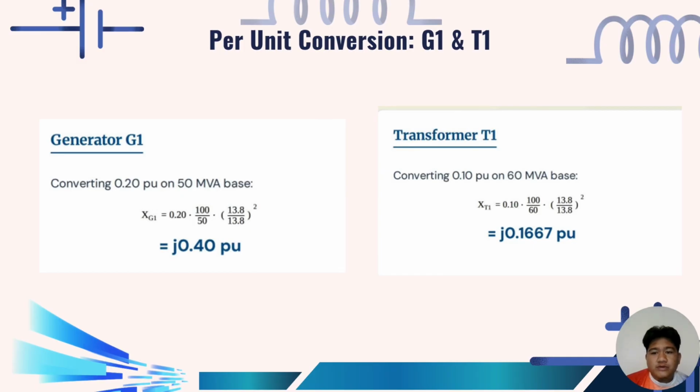So this image illustrates how to perform a change of base for per unit impedance values in power system analysis. Equipment is often rated on its own specific base, but we need to convert everything to a common system base to perform accurate calculation. So the conversion formula, to change the per unit impedance from an old base to a new base, we use the following formula, which is X new equals X old times S base new over S base old times V base old over V base new to the power of 2.